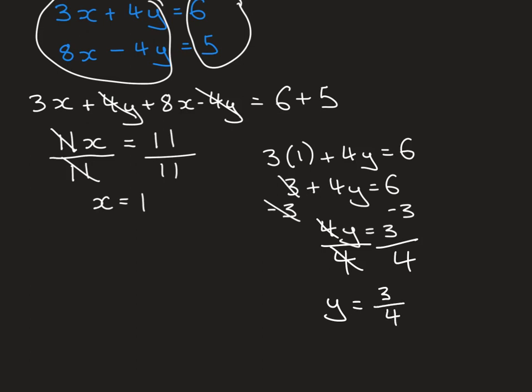So the answer to that question, or our coordinate point, is going to be x equals 1, y equals 3 over 4. And that is the solution. Remember, what we're talking about here is the point at which those two lines intersect. So that's the coordinate point on our coordinate plane where those two lines intersect.